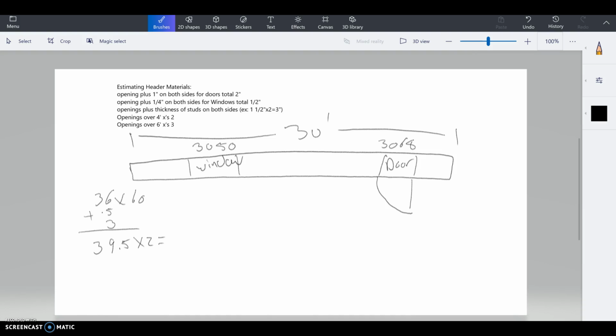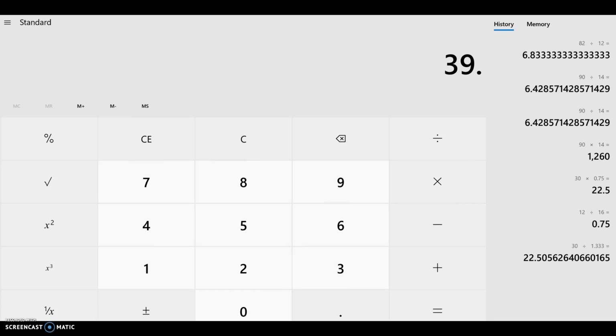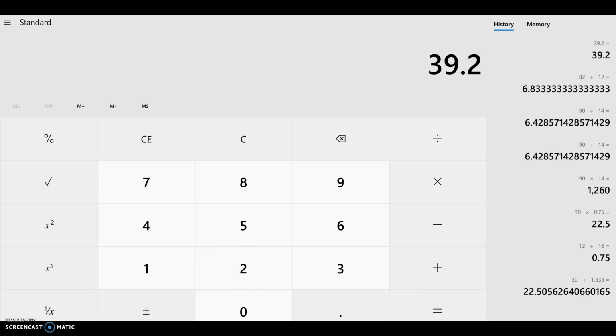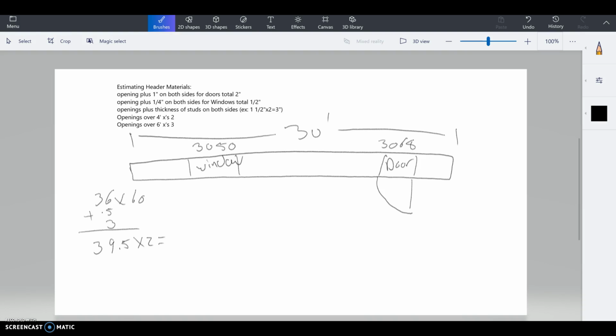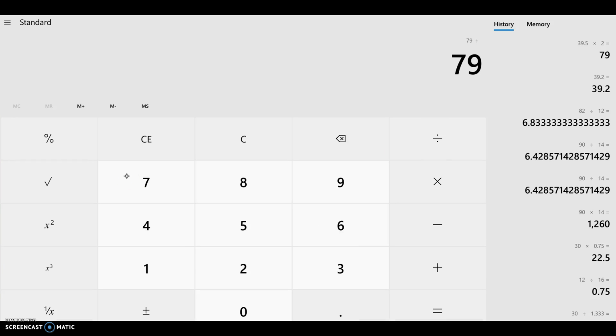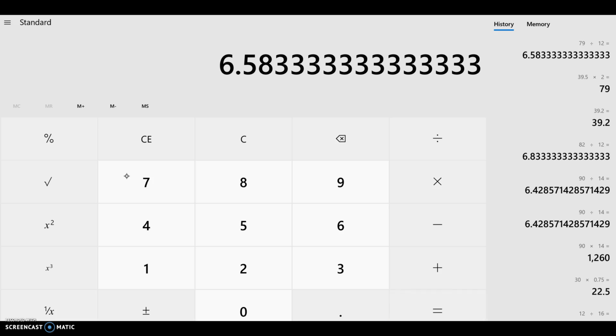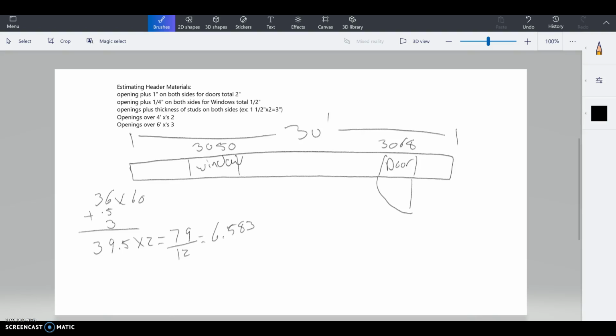So 39.5 times 2 equals 79 inches. So 79 inches, and then we're going to divide this by 12, and it's going to turn it into feet. 79 divided by 12 equals 6.583 feet. Just for that one 3050 window.